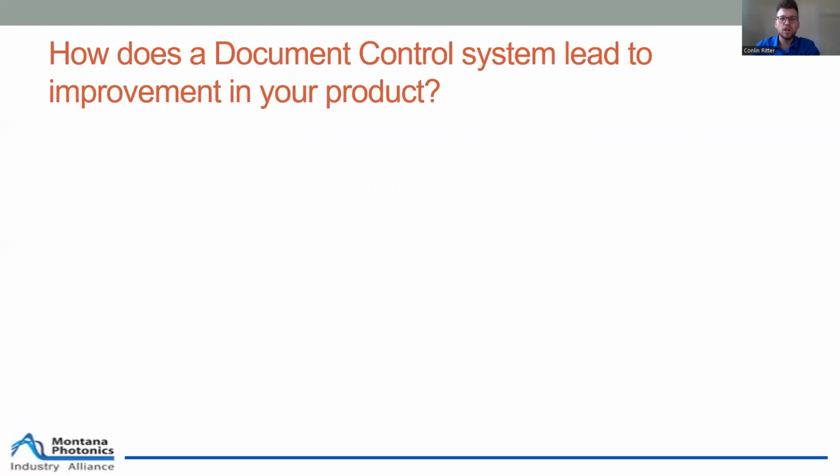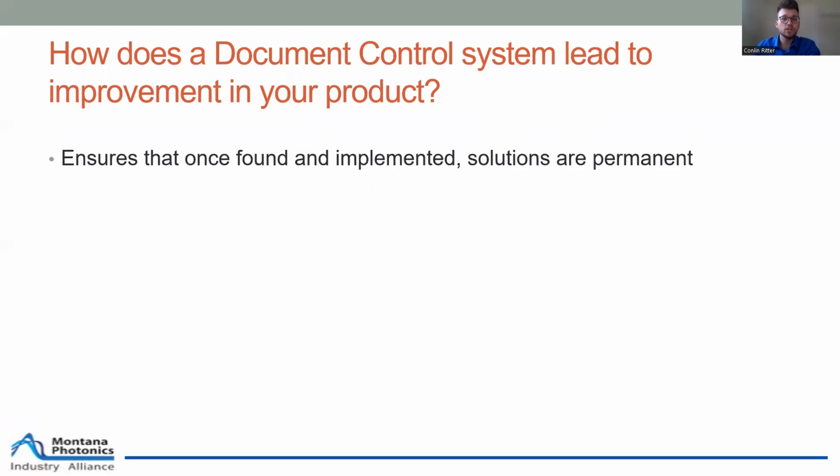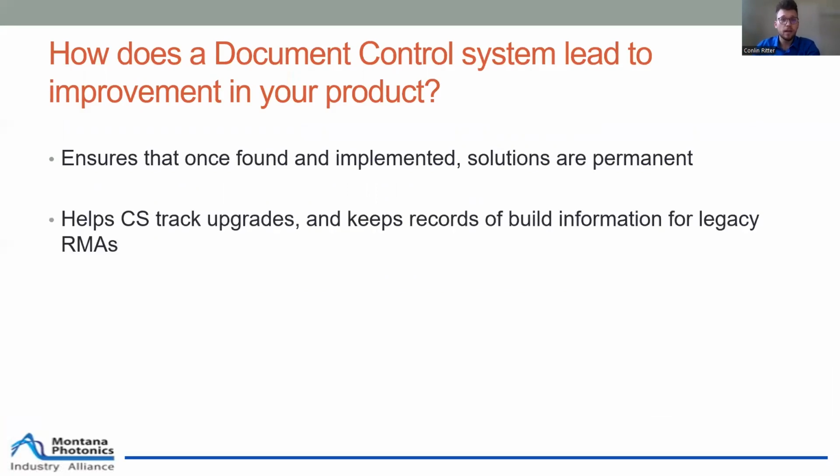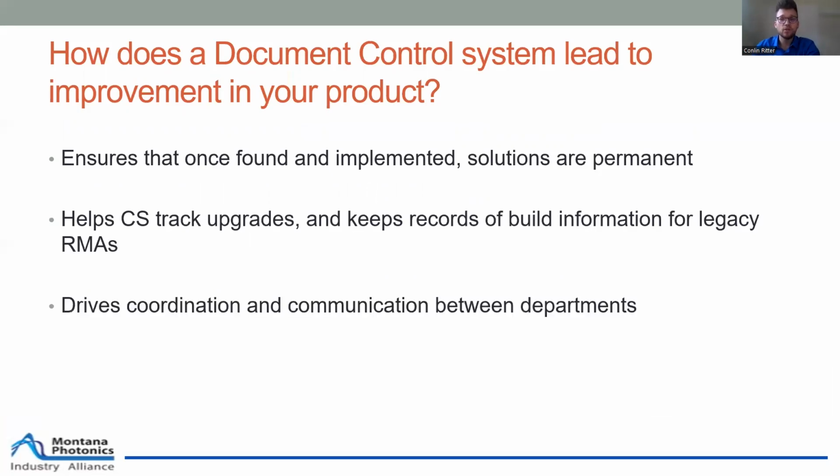So, how does document control lead to improvement in your product? Well, it ensures that once found and implemented, solutions are permanent. It helps customer service track upgrades and keeps records of build information for legacy RMAs. And it drives coordination and communication between departments.